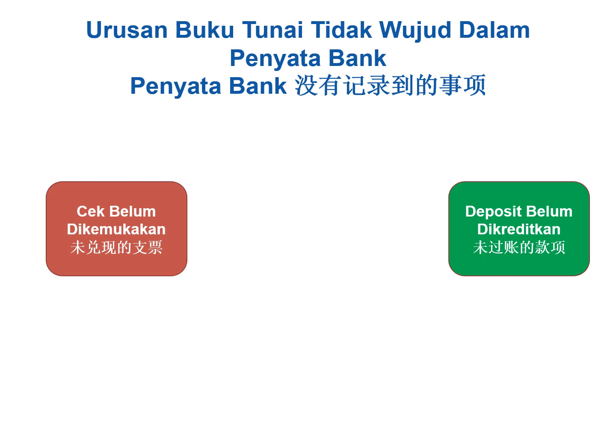So this is what we call unpresented check. The left hand side, check belum dikemukakan. Unpresented check, meaning to say, I have issued out the check to Mr. A, Mr. B, and Mr. C. But all these A, B, C, they haven't gone to the bank yet to cash out the money.